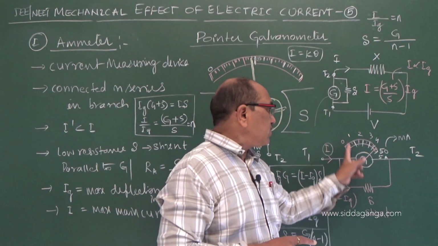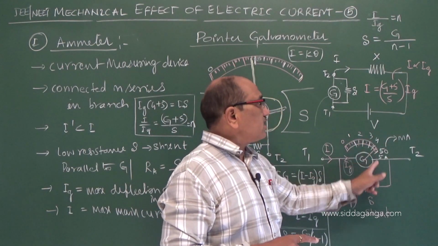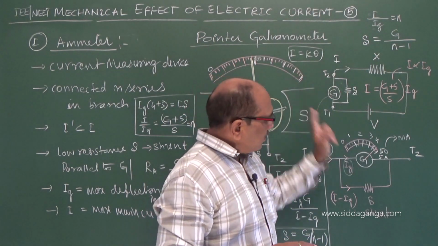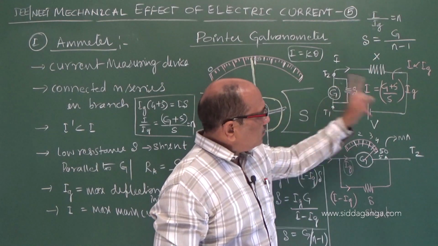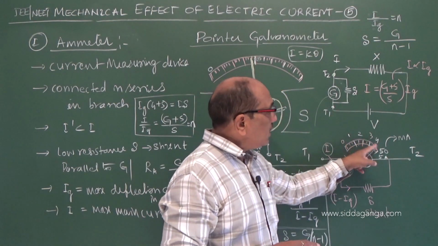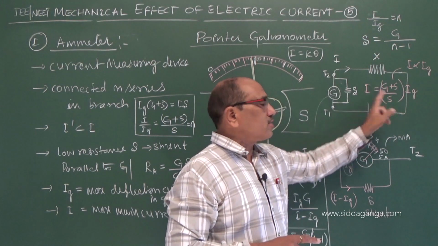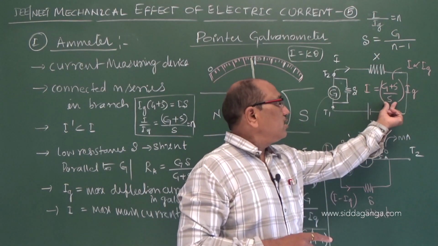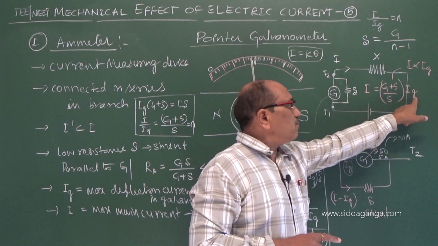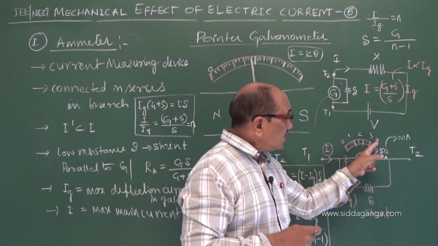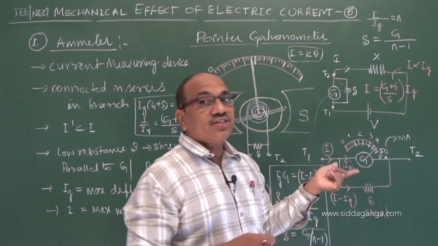For every division of the galvanometer scale, you can decide what the value of I is. Actually, the galvanometer is just measuring current, but we are labeling the scale by calculation, G plus S upon S. This is constant. This constant multiplied by Ig, what it measures, we calculate and print on this scale so that it measures what we say is I.